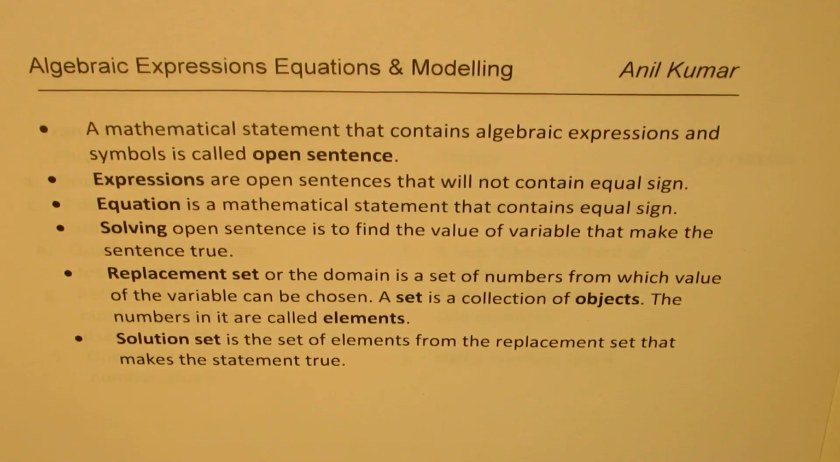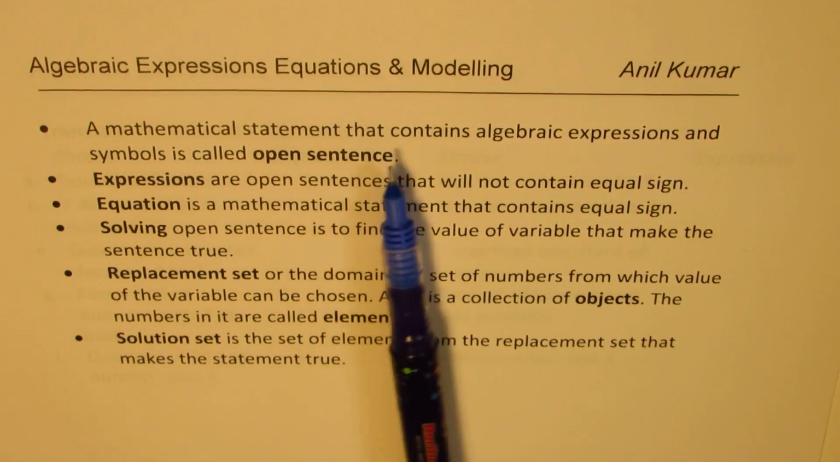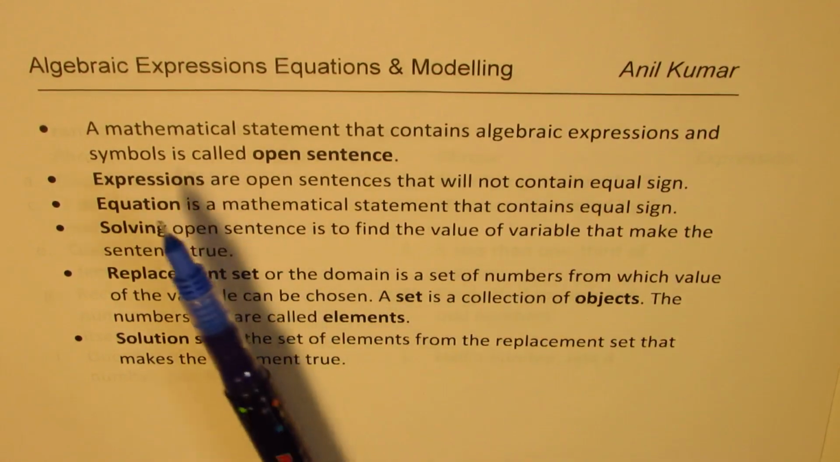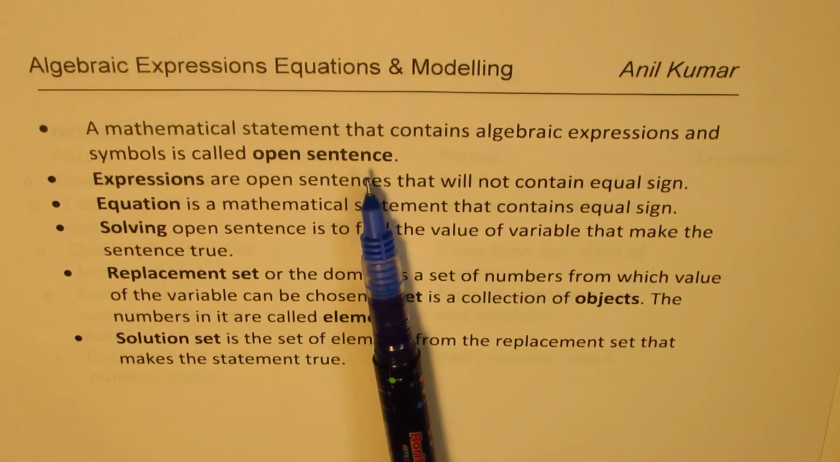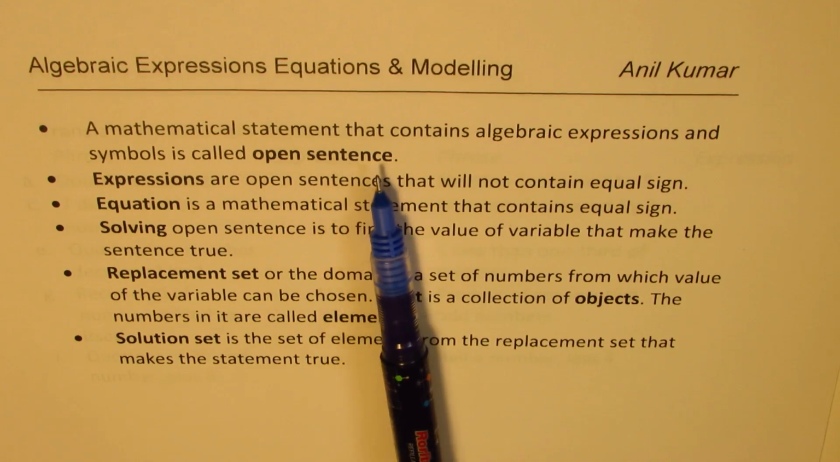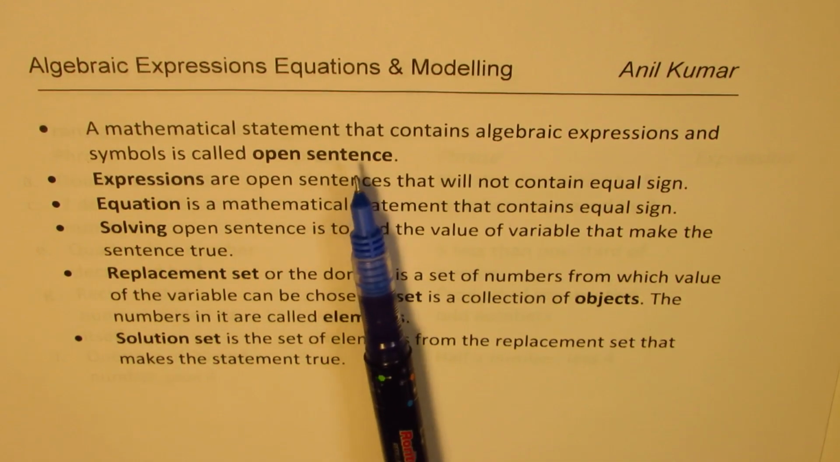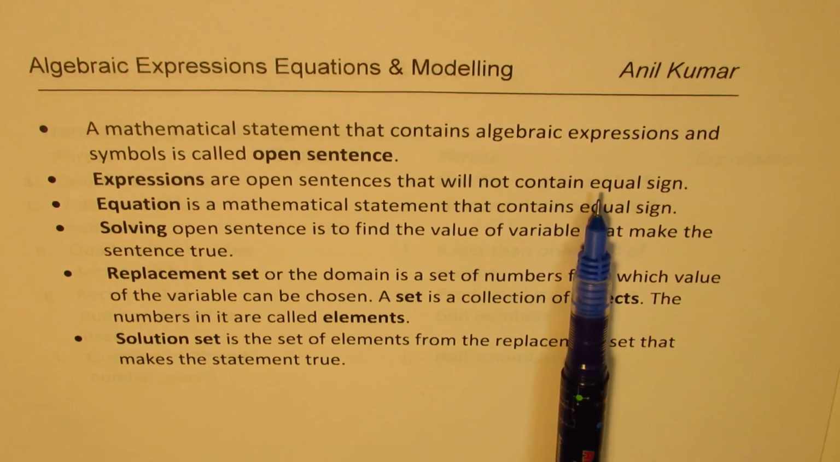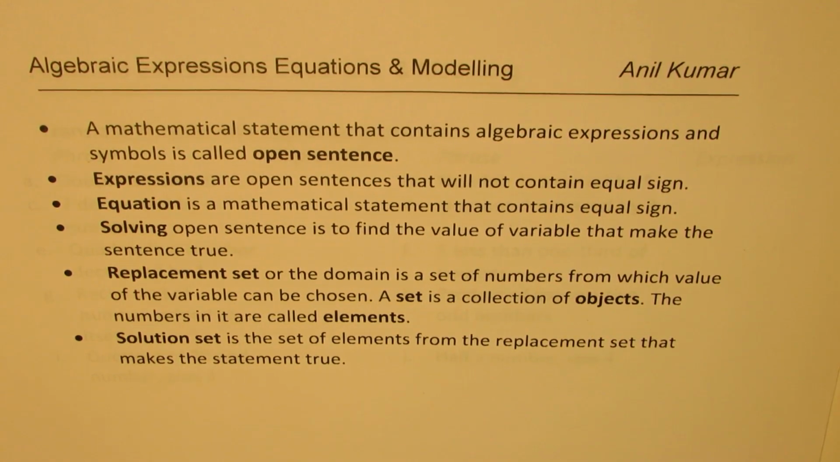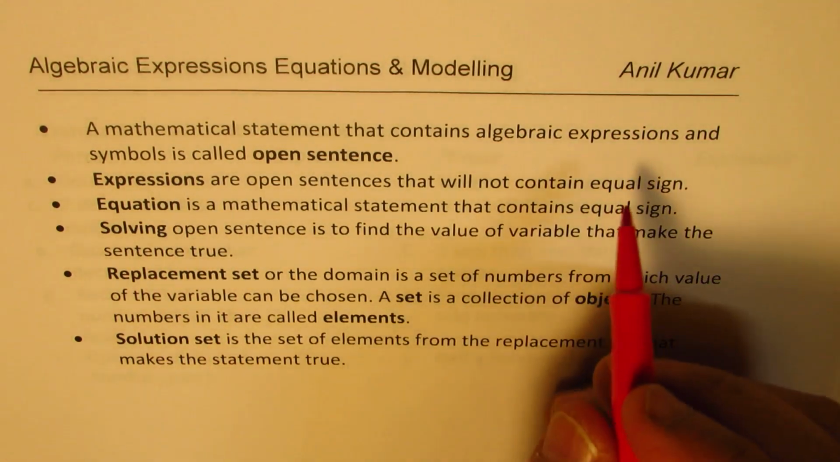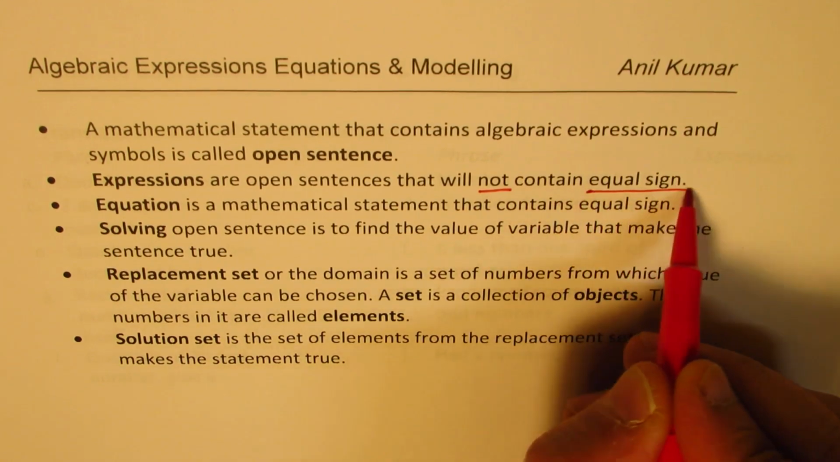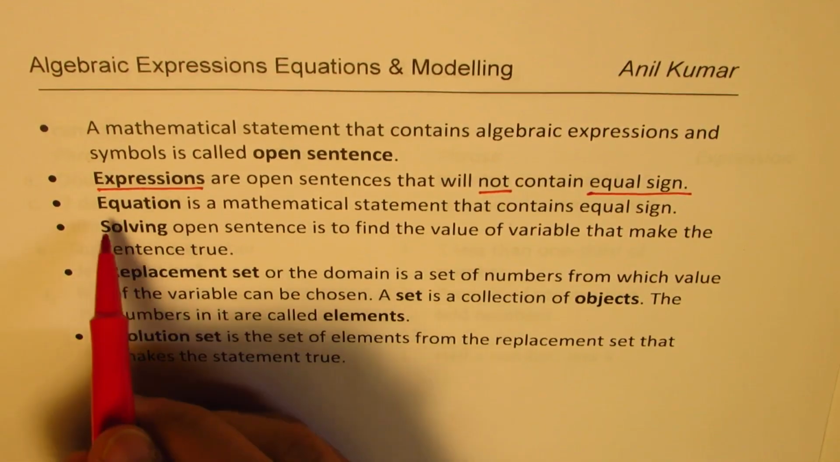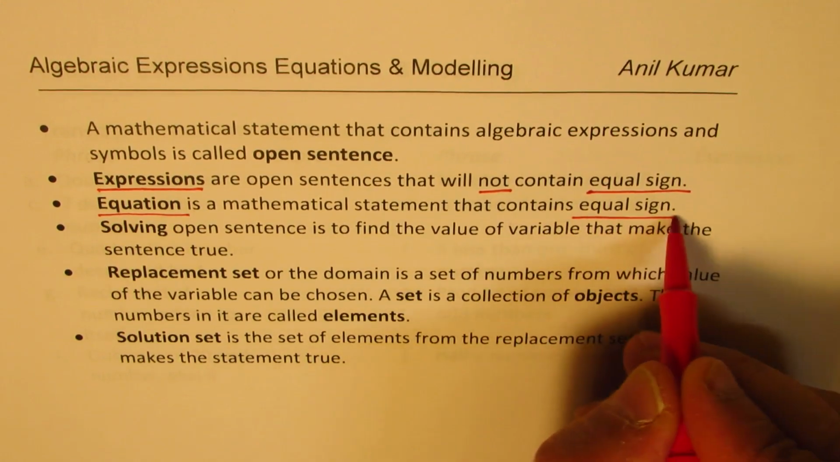Let's understand a few definitions. A mathematical statement that contains algebraic expressions and symbols is called an open sentence. So whether it is an expression or an equation, it will be referred to as an open sentence. Expressions are open sentences that will not contain an equal to sign. So the equal to sign will be only in equations, right? But not in expressions. Equations, on the other hand, will have equal to signs.